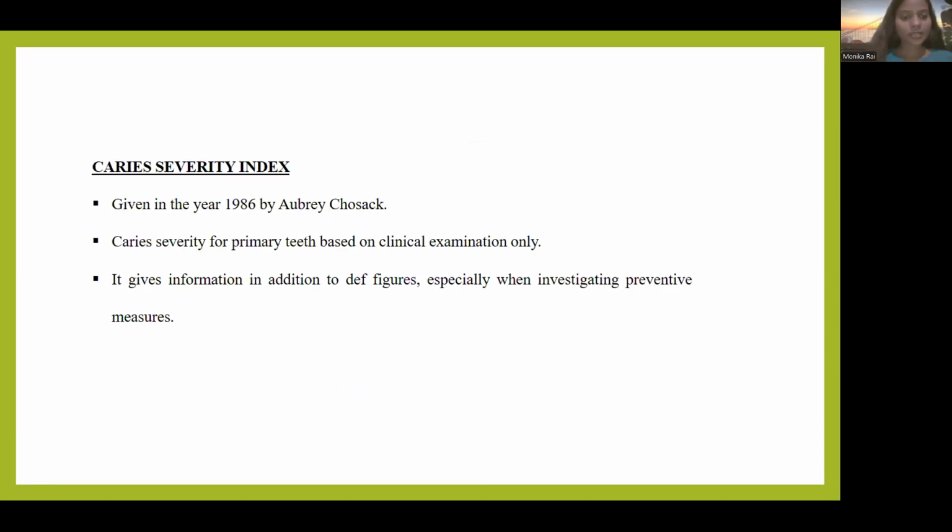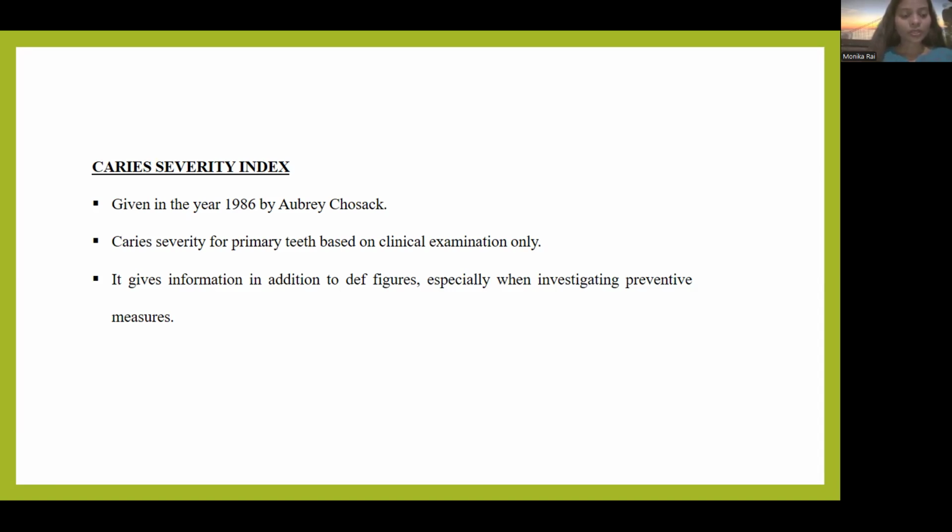Next one is the caries severity index. The caries severity index was given in the year 1986 by Aubrey Cossack. Caries severity for primary teeth is based on clinical examination only. It gives information in children on DEF figures, especially when investigating preventive measures. This index is a way to measure how severe tooth decay is in a group of people.